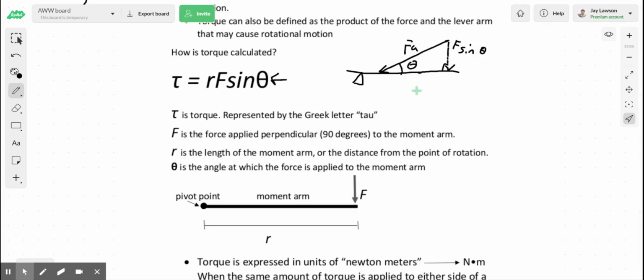Now, if the problem doesn't tell you it's applied at an angle, if it just says a force is applied, assume it to be 90 degrees. So if it does not tell you theta, if it doesn't say, okay, a force is applied at an angle of 45 degrees, for example, assume it to be 90.